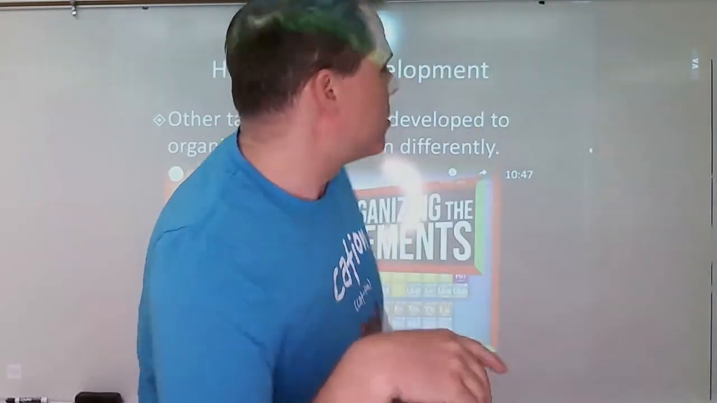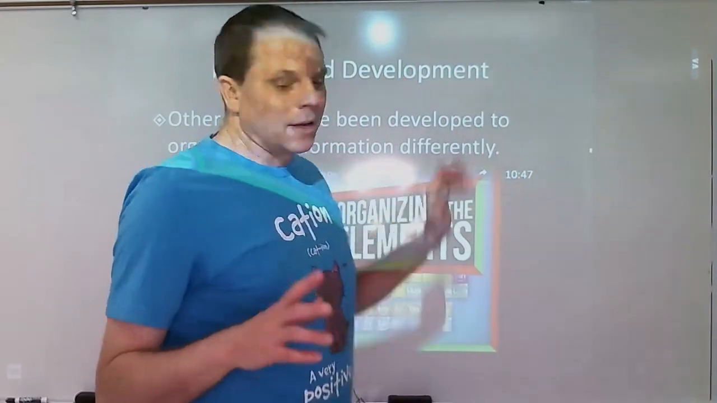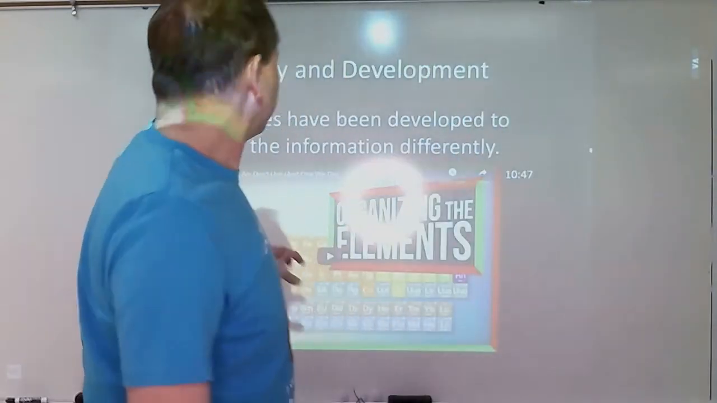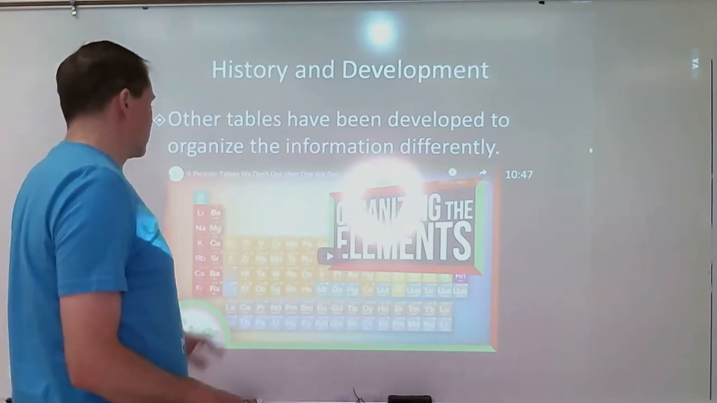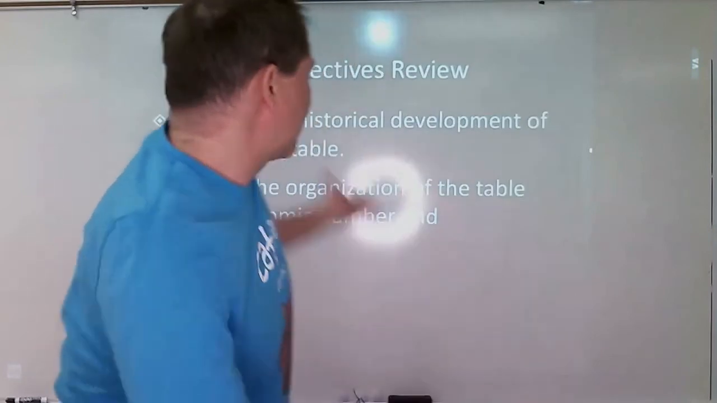There are so many different ways that people have thought of to organize elements, and you can watch this video if you'd like, for fun. It's about 10 minutes long, and you can go to YouTube and look up "5 periodic tables we don't use." It's another SciShow video, and it's cool to see the different types of periodic tables that we have. Some of them are in spirals, and it's neat to get a picture of what that whole thing is like. So anyway, fun stuff.